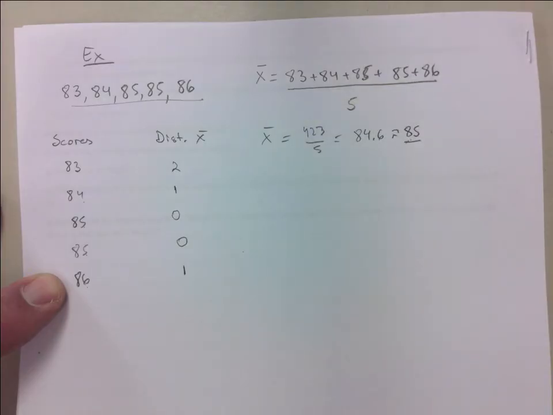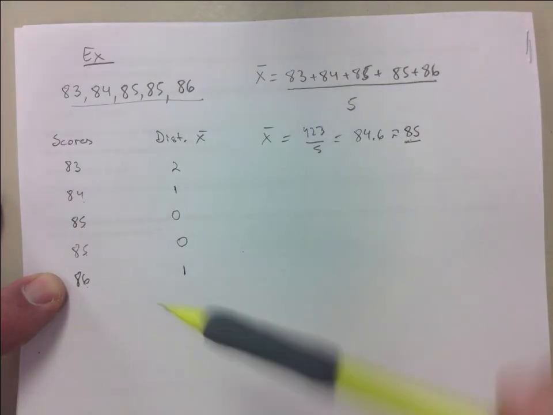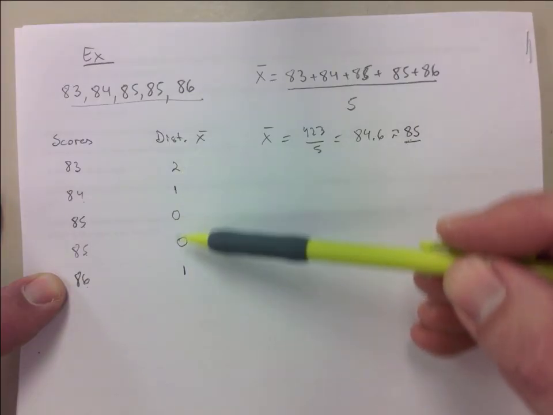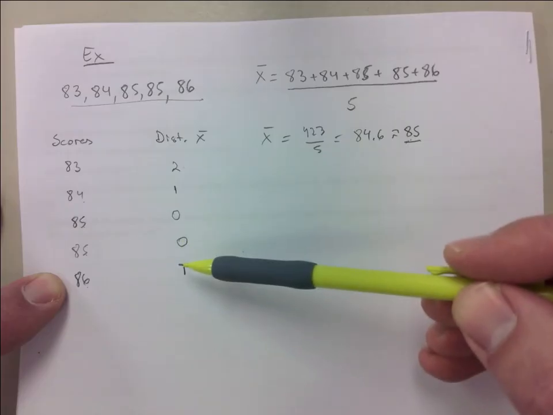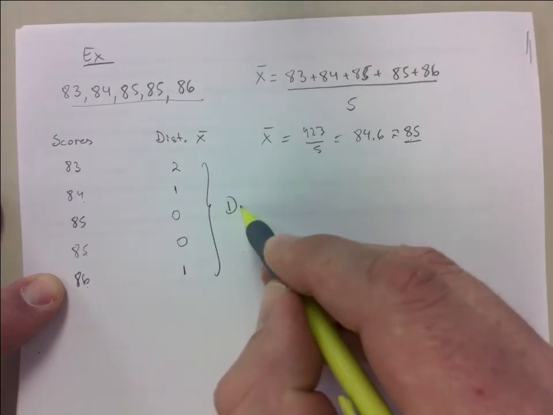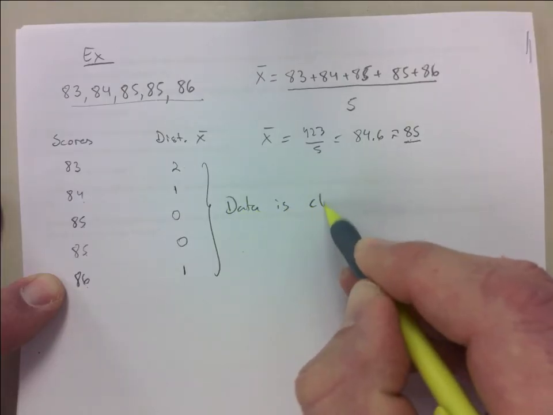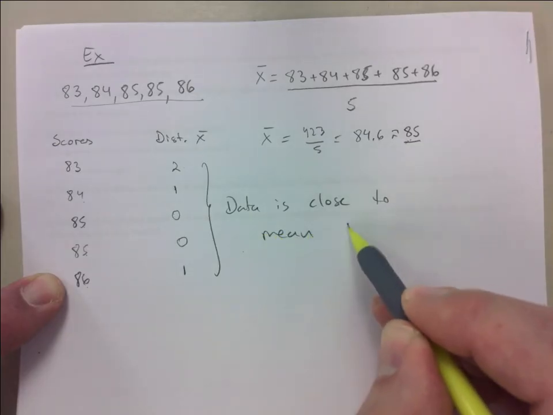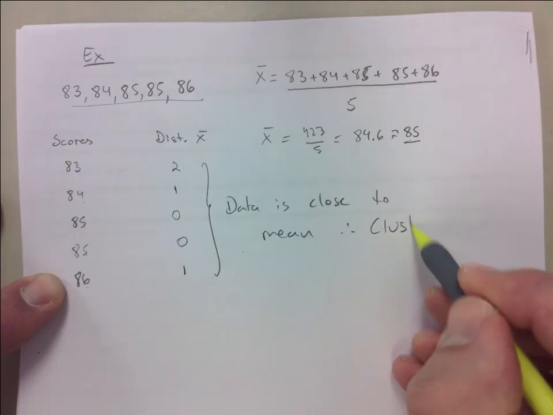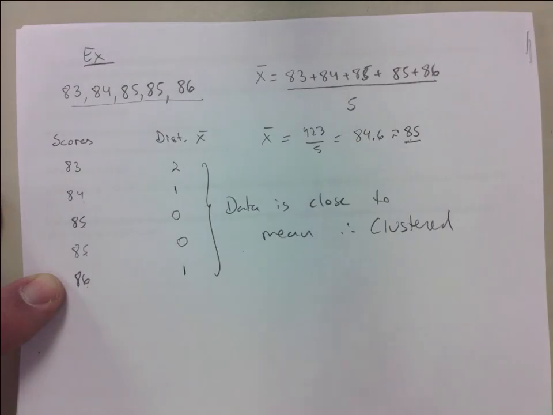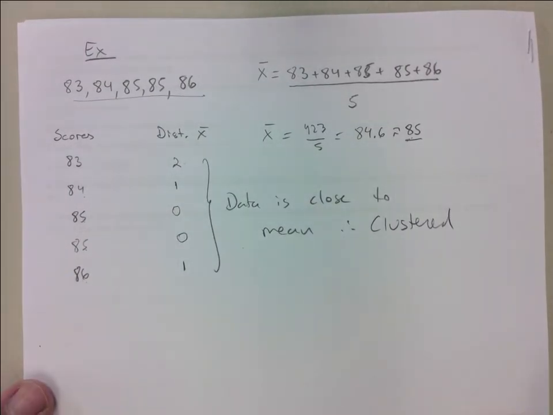This is not the standard deviation. We're going to actually calculate that. But can you see that the average distance is not very far from the mean in this case? The data is close to the mean, therefore clustered. They're clustered together. If we were to graph this, it would be clustered.